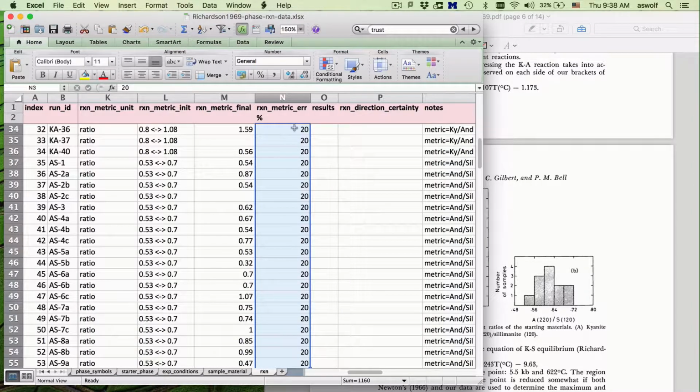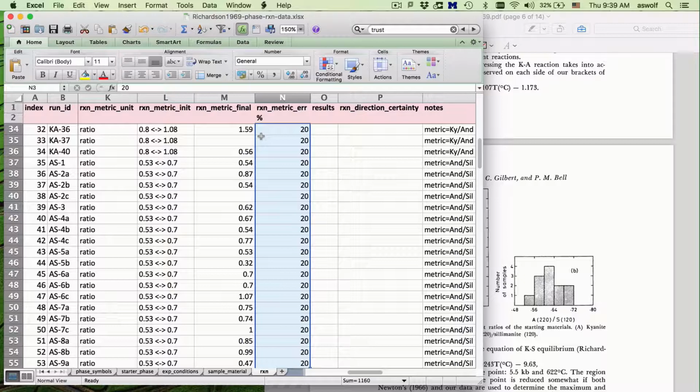Finally, we need to store information about the reaction metric error. Honestly, this is a little bit confusing, but once you understand it, it's not a problem. So the reaction metric error indicates how much did the reaction metric itself need to change from its initial value to its final value in order to identify that as a proceeding of the reaction in one particular direction or another.